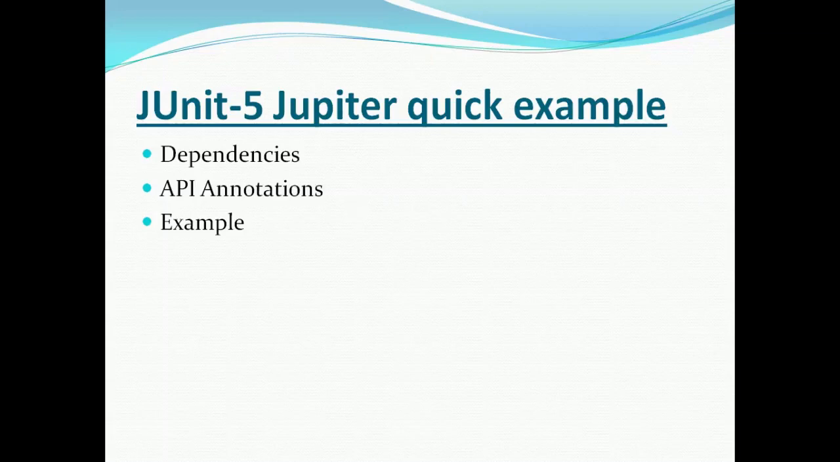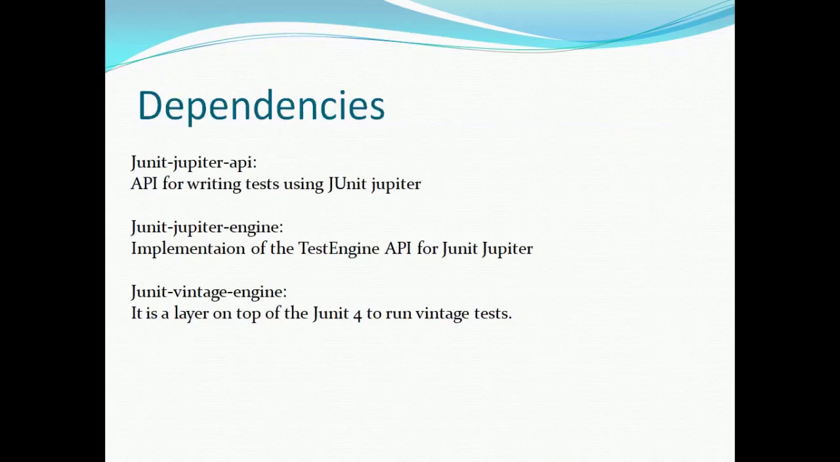Today we will speak about a JUnit 5 Jupiter quick example. In this video we are going to see three topics: dependencies, API annotations, and one example in Eclipse. So let's get started. Dependencies are required to create JUnit test cases.